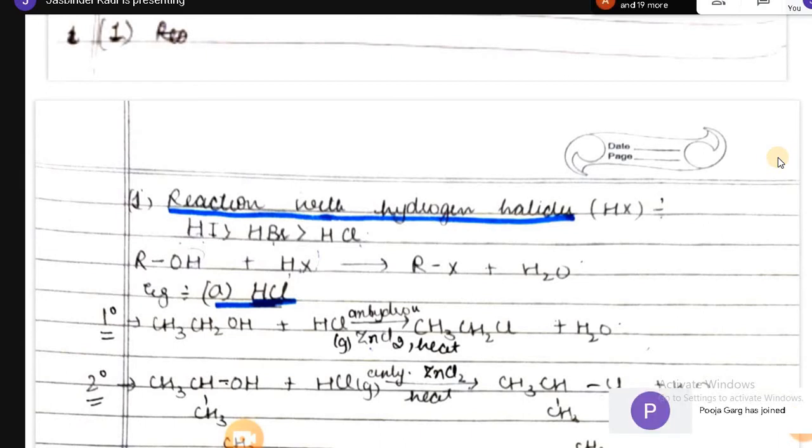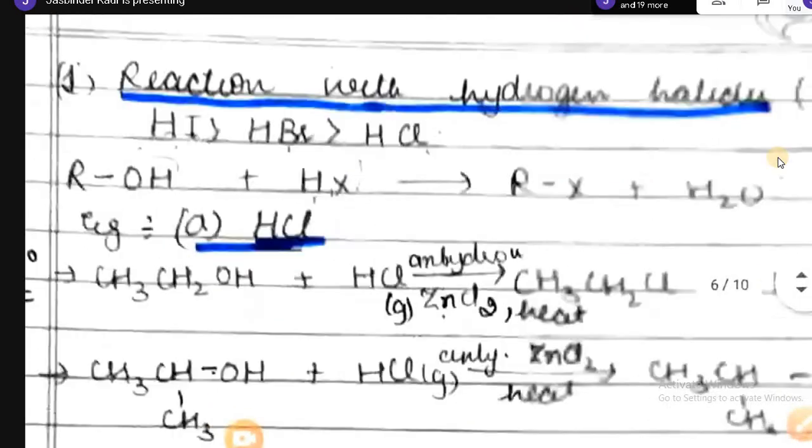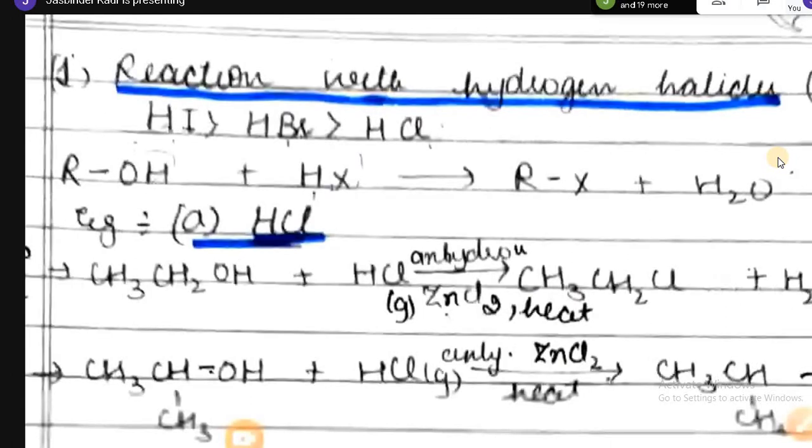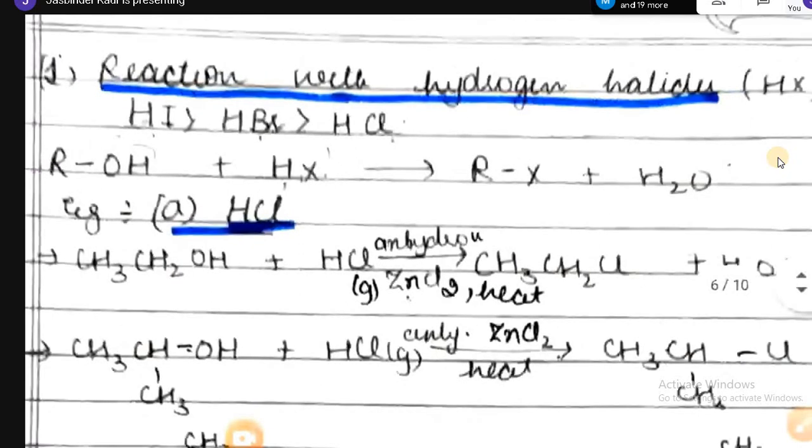So when these hydrogen halides react with alcohol, as the reactivity difference is there, they react with alcohols under different conditions. Different conditions are required. First is reaction with HCl. HCl is least reactive. So in this case, anhydrous zinc chloride is used.